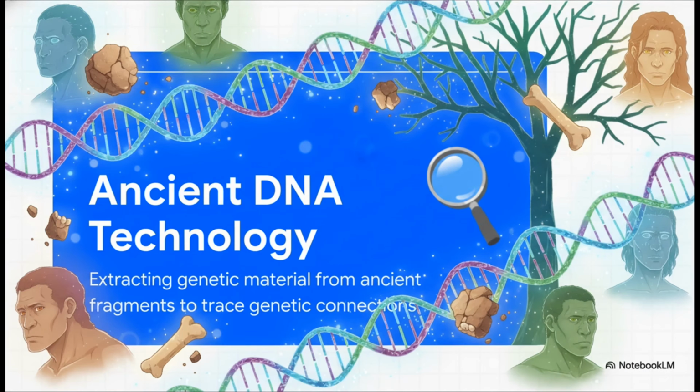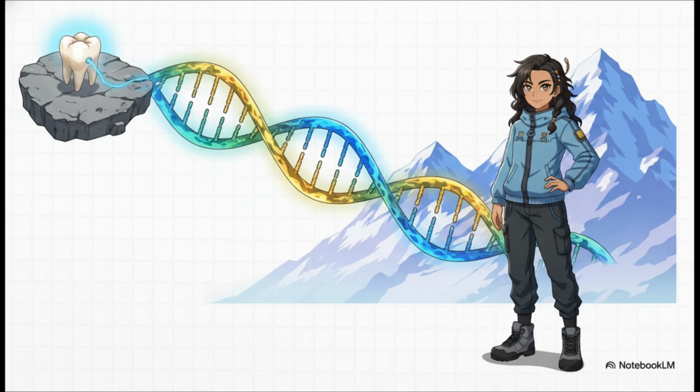By carefully extracting genetic material from tiny, seemingly insignificant ancient fossil fragments, researchers can literally identify completely unknown species. We don't even need a full skeleton anymore. We can just read their genetic code and trace exactly how they connect to modern human populations walking around today. And that exact technology is how we discovered the Denisovans.